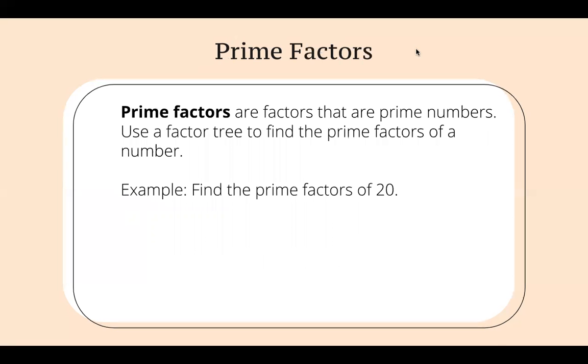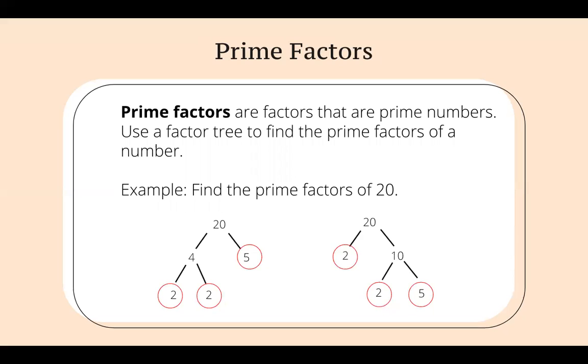Prime factors are factors that are prime numbers. And using a factor tree, we can figure out how many prime factors there are for a number and what those prime factors are. So for 20, we can start by using multiplication. 4 times 5 equals 20. We know that 4 is divisible by 2, so 2 is a prime factor. Not only that, but 5 is only divisible by 1, so we know that 5 is also a prime number.